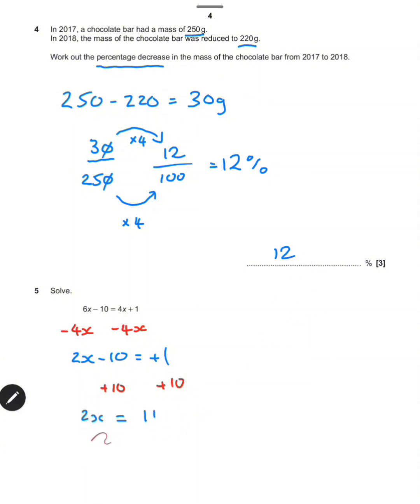And final step, divide both sides by 2. And what you're left with is 1x equals 11 over 2. There's no need to go decimal here. 11 over 2 is the correct answer. If you insist, then that's 5.5.